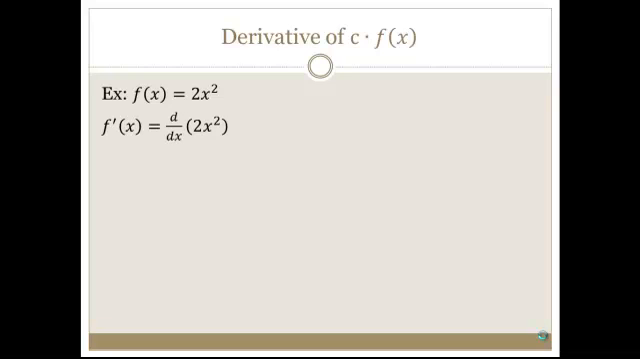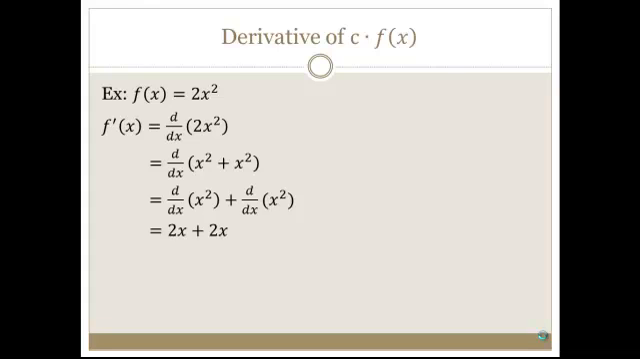Well, we already have the tools to do this by writing 2x squared as x squared plus x squared. Then we can break the derivative up as the derivative of x squared plus the derivative of x squared using what we found in the last video. Since the derivative of x squared is 2x, this becomes 2x plus 2x, which is 4x. So we have that the derivative of 2x squared is 4x.